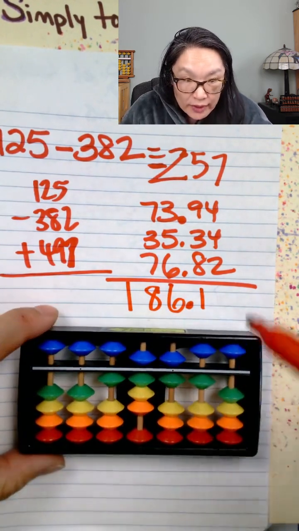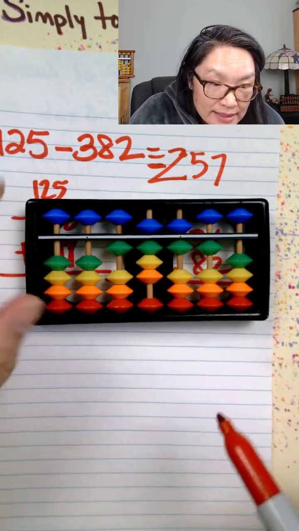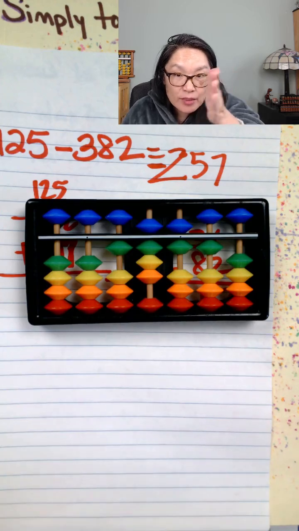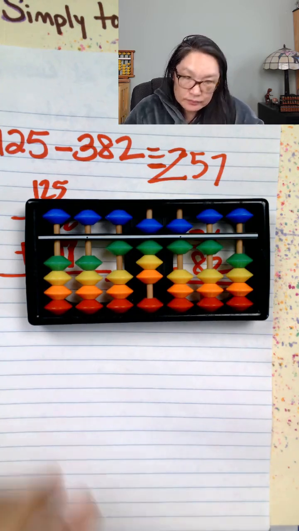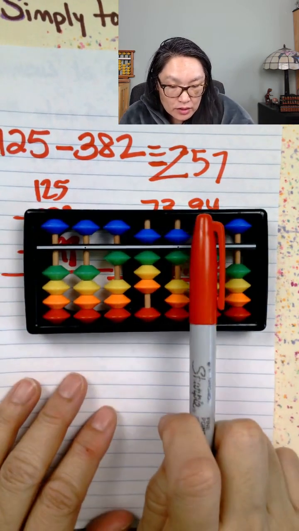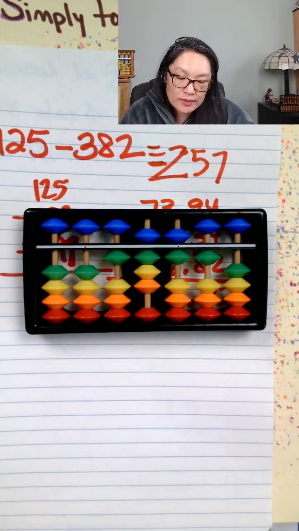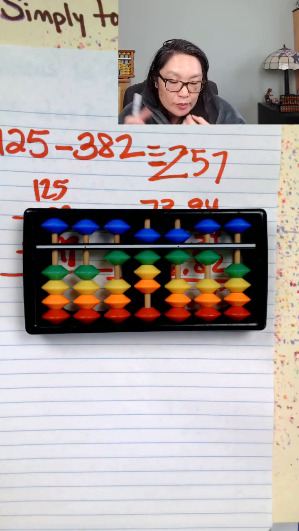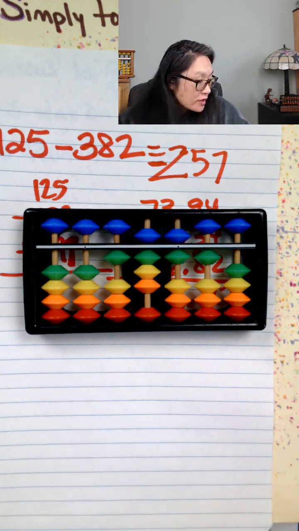186.1. Do I need to do this? So it's the same. Yeah, exactly. It's the same. It just depends on what column you're at. That's all it is. And it's the same thing with the multiplication and division. You could do it, but there's just decimals.